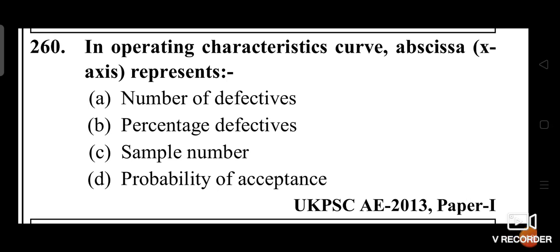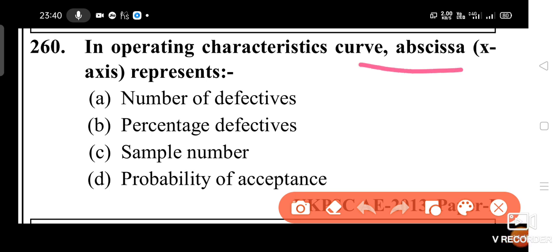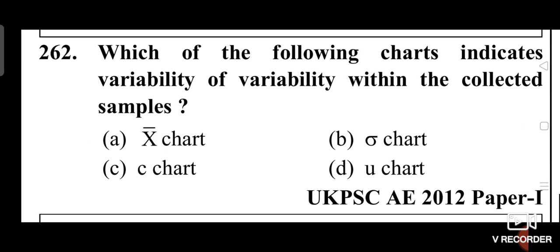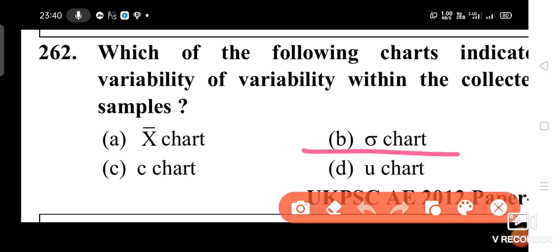Next, in operating characteristics curve, the abscissa x axis represents, तो ये रिप्रेजेंट करता है x एक्सिस परसेंटेज डिफेक्टिव्स को. नेक्स्ट, which of the following charts indicates variability within the collected sample? That is sigma chart.